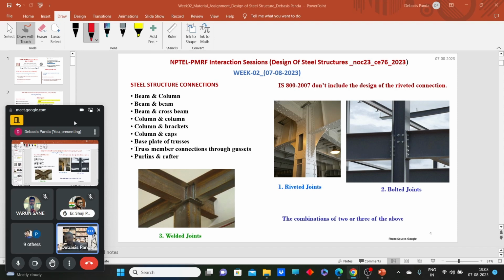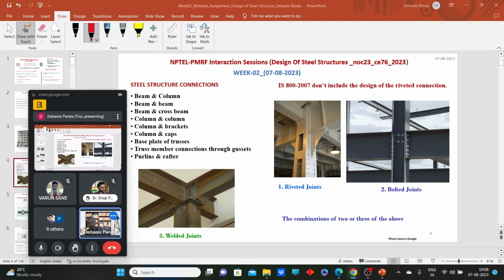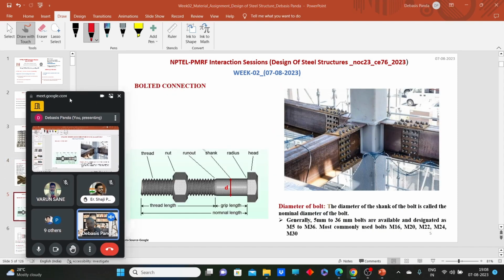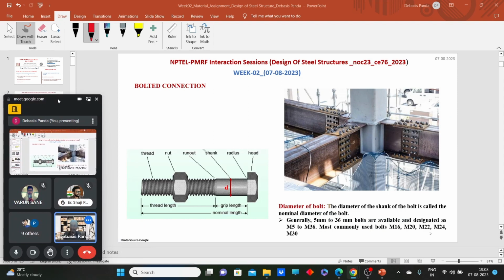I want to quickly cover the specifications of the bolt, because today we are going to design that connection. Before going to the design part, the basic parameters and basic things should be clear. So let me quickly go through this section. Bolted connections are connections made using bolts as fasteners.